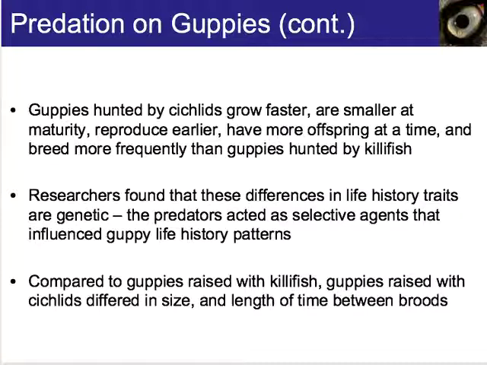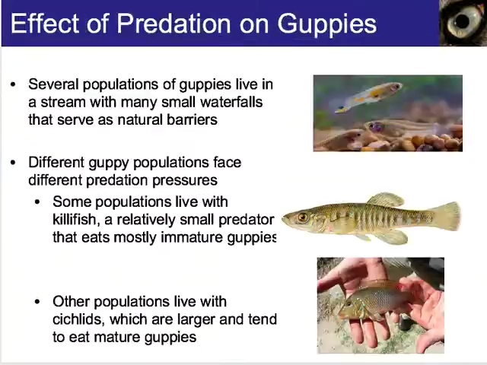Compared to guppies raised with killifish, guppies raised with cichlids differed in size and length between broods. And the reason is the guppies wanted to survive. So if guppies are going to be hanging out near killifish, they need to be bigger than what the killifish can eat. And if populations are hanging out with cichlids, they want to remain smaller so cichlids won't want to eat them.